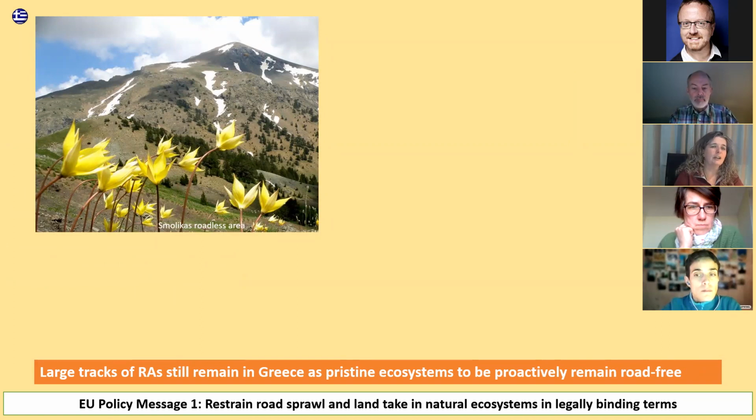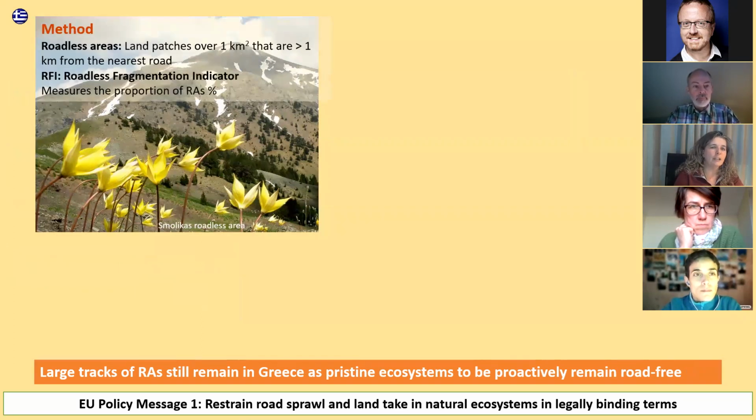You can see here roadless areas in the mountain of Smolikas. I have to state a definition: a roadless area is a land patch over 1 square kilometer that is at least 1 kilometer away from the nearest road. This is the definition. And we have also developed a very simple indicator, the Roadless Fragmentation Indicator, that just counts the proportion of roadless areas in a piece of land.